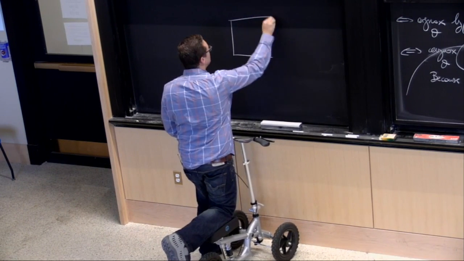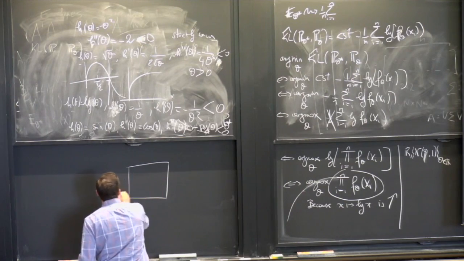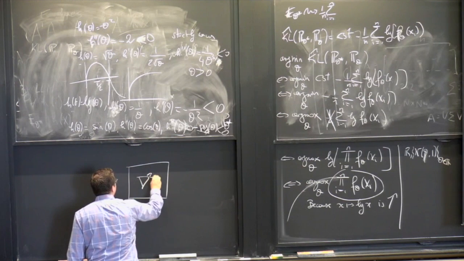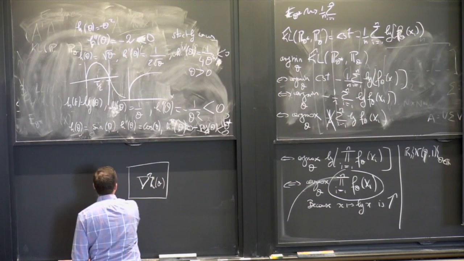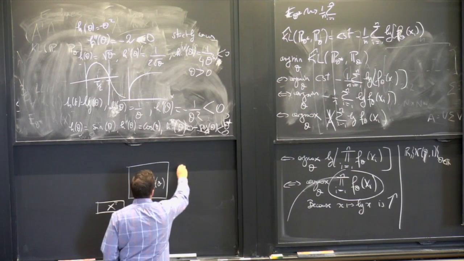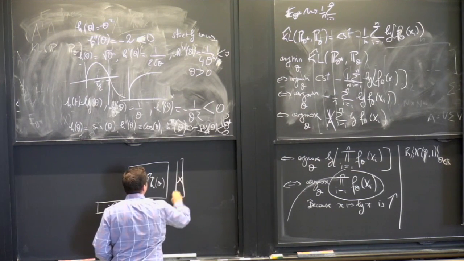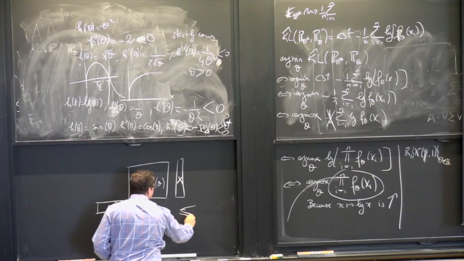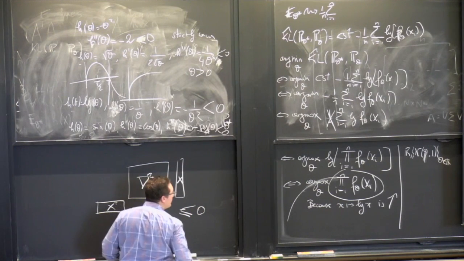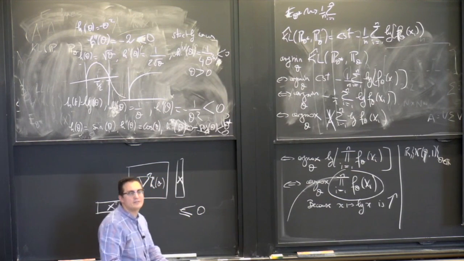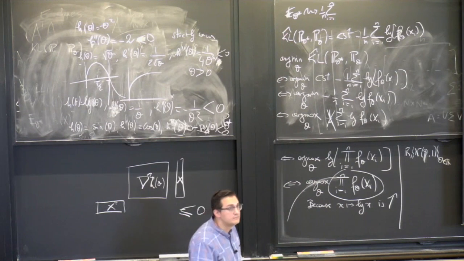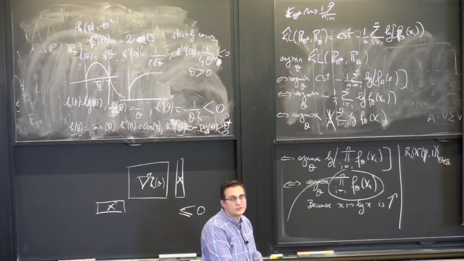It's a D by D matrix if you have a D-dimensional matrix. So let's call it that. Then here I pre-multiply by x transpose and post-multiply by x. And this has to be non-positive if I want it to be concave, and strictly negative if I want it to be strictly concave. That's just a generalization.